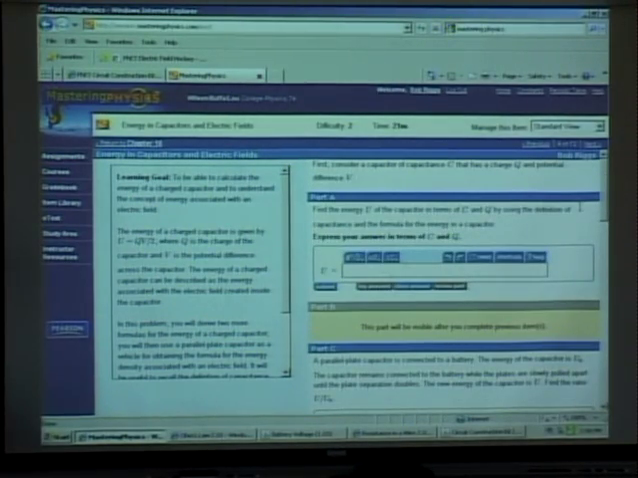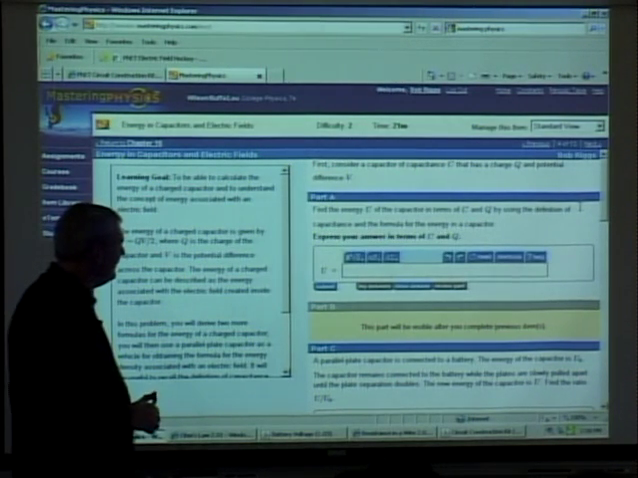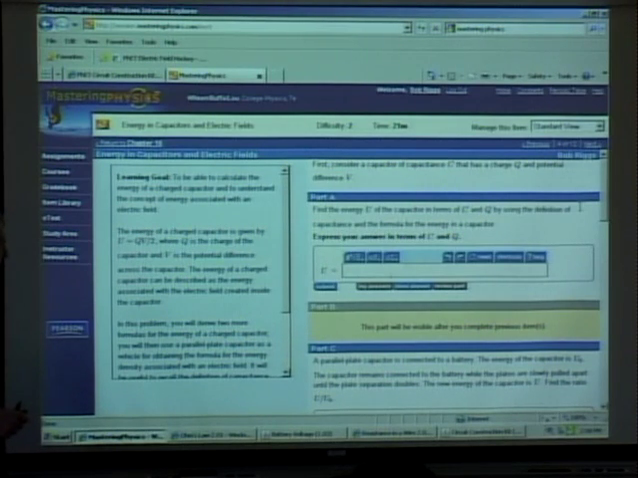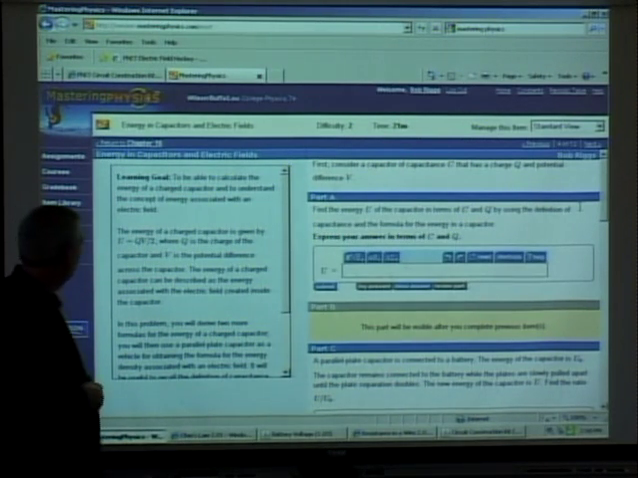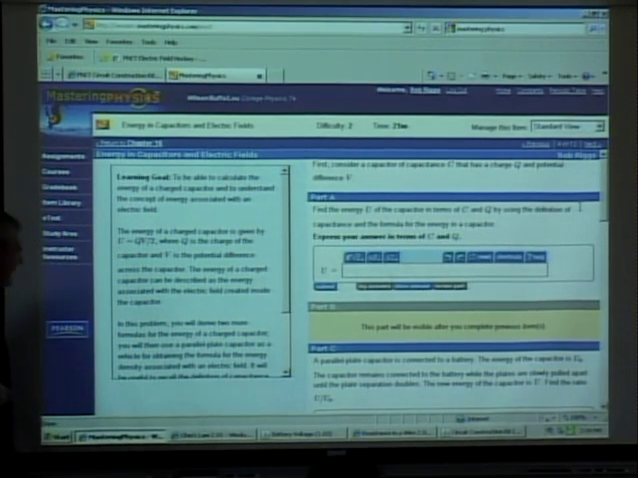All right, anyway. Okay, so it says find the energy of the capacitor in terms of C and Q by using the definition of capacitance and the formula for the energy in the capacitor. Express your answer in terms of C and Q. Okay, so which one do we need that's only in C and Q for this energy right here? Here's what you do.